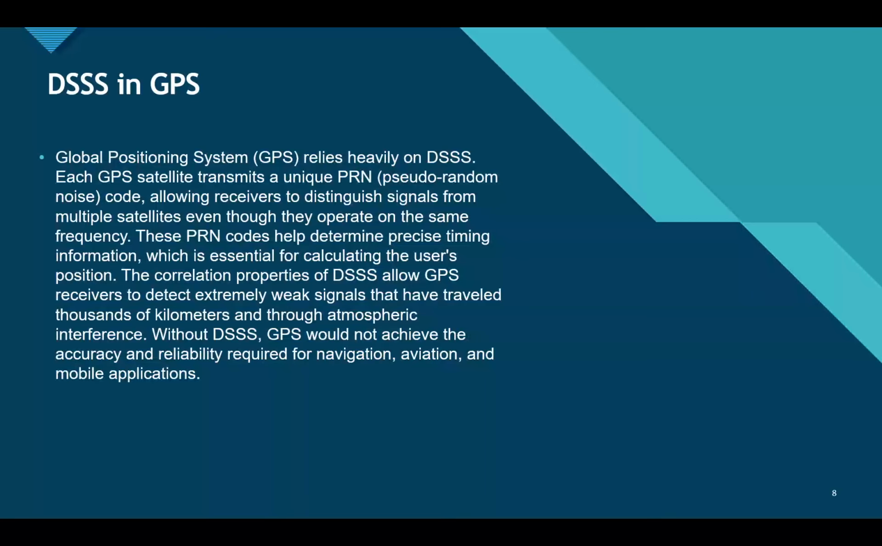Because this technique has strong correlation properties, GPS receivers can detect extremely weak signals even after traveling thousands of kilometers through the atmosphere. Without this technique, GPS would not achieve the accuracy required for navigation, aviation, and mobile devices.